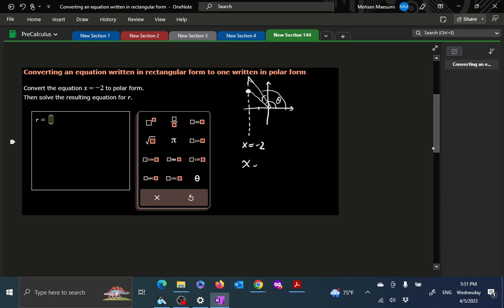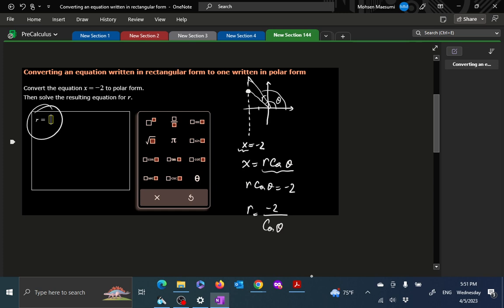So we know that x is equal to r cosine theta. So we take this and replace it for that. So r cosine theta now is obviously minus 2. Now r therefore is minus 2 over cosine theta.